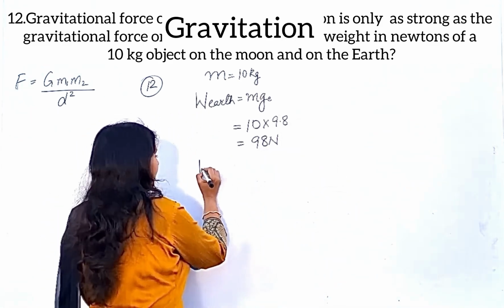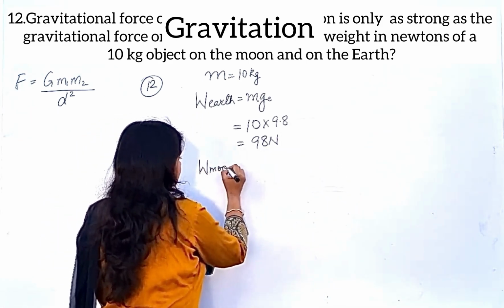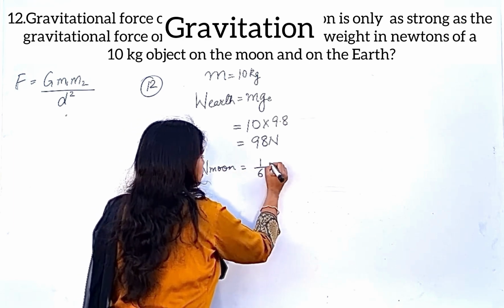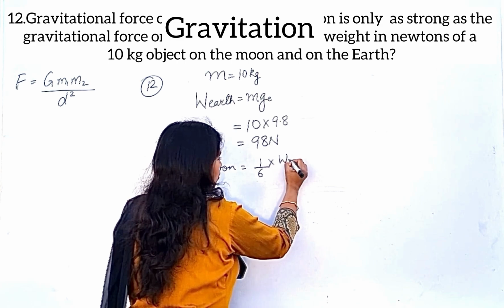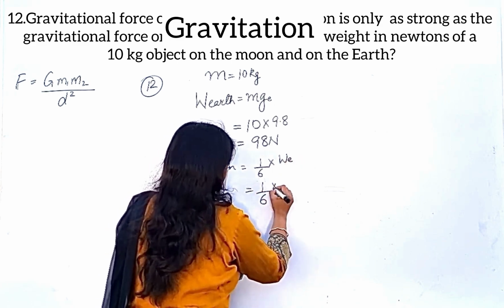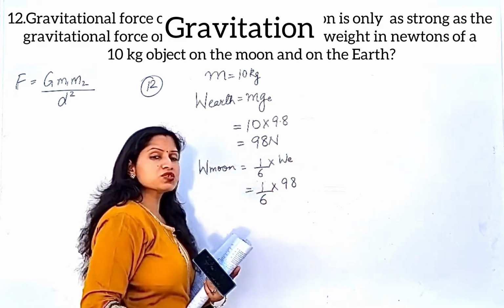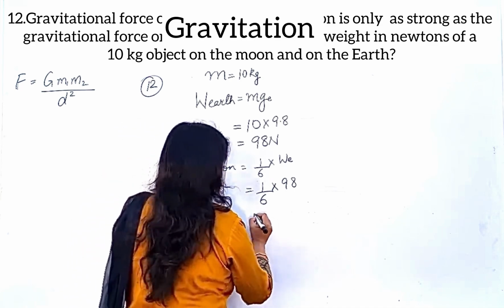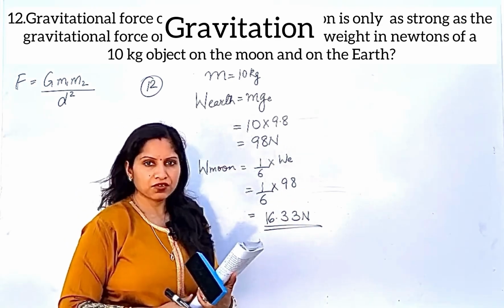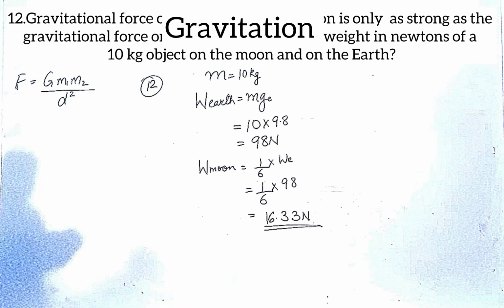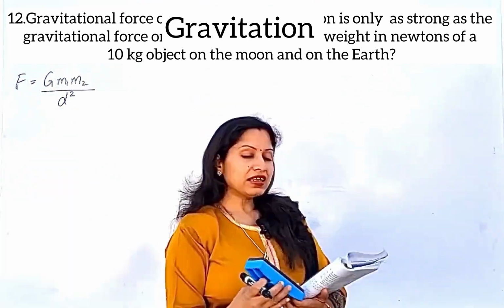Now, what will be the weight of that person on moon? That will be 1/6 of the weight on Earth, because acceleration due to gravity on moon is 1/6. So it is 16.33 Newton. Fine. You can take a screenshot if you want. Now question number 13.